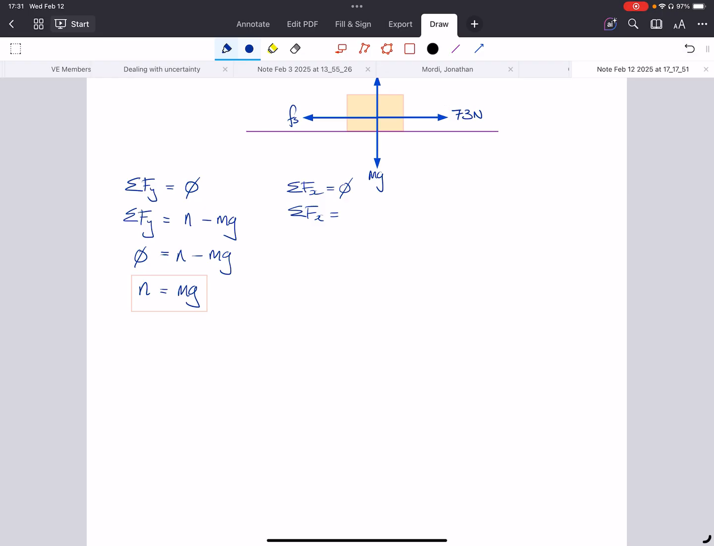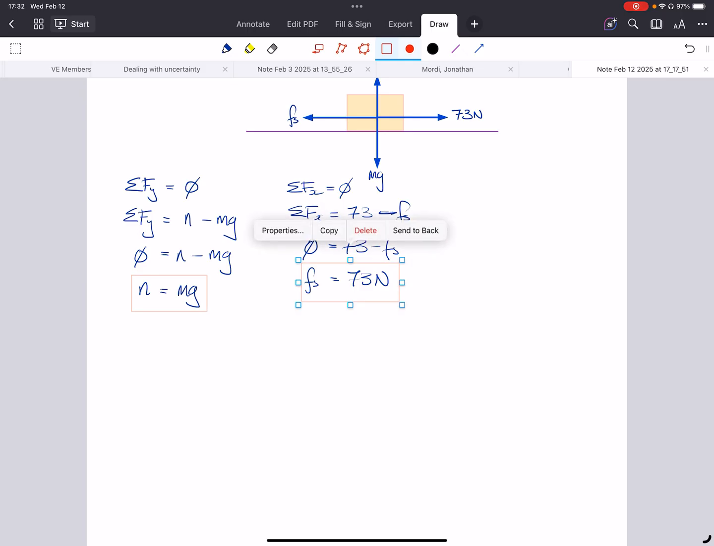So we add up our forces in X and we have a positive 73 Newton force and minus the F_S force, the static friction force. Putting those two lines together gives us the fact that 0 must be equal to 73 minus the static friction force. So the static friction force must be equal to 73 newtons. That's another bit of information that we're going to be using very shortly.